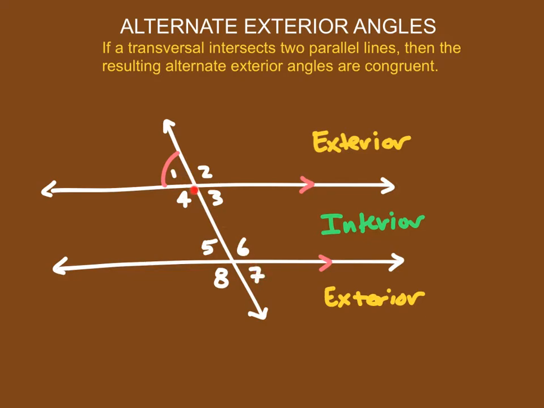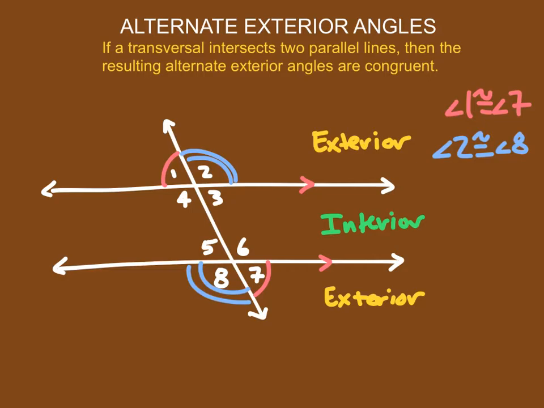So angle 1 and angle 7 are alternate exterior angles, and those are congruent. So angle 1 is congruent to angle 7 because those are alternate exterior angles. I can come in here and say that angle 2 is also an exterior angle, and its alternate exterior angle would be angle 8. It's on the opposite side of the transversal, and it's on the other exterior portion. And so angle 2 would be congruent to angle 8. And those are our only pairs of alternate exterior angles.